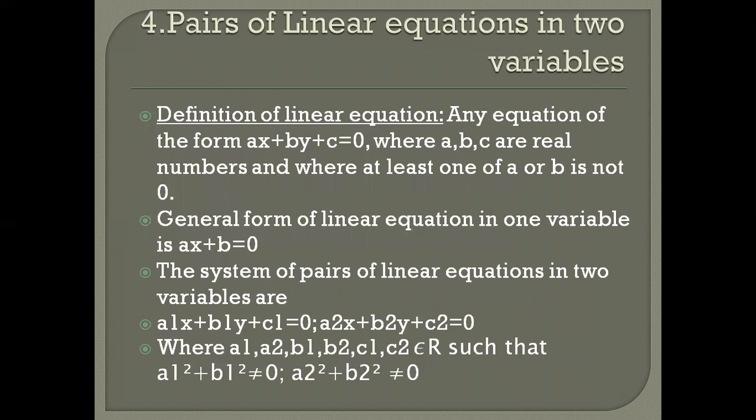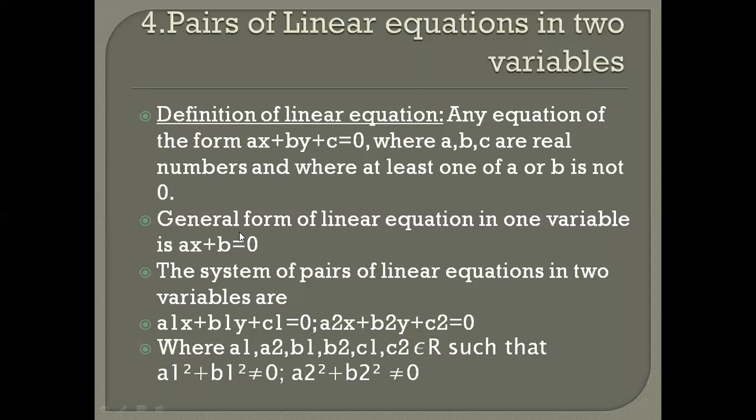Any equation of the form ax plus by plus c equals 0, where a, b, c are real numbers, and where at least one of a or b is not equal to 0, and a square plus b square is not equal to 0, then we call it a linear equation in two variables. Here, a, b, c are the real numbers, and once the linear equation in two variables is given, you must check the square of a and the square of b and add both. That should not be equal to 0.